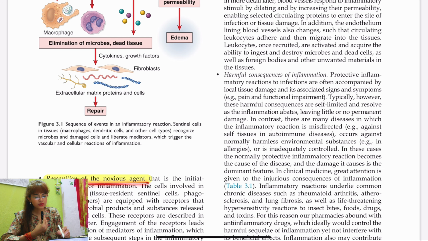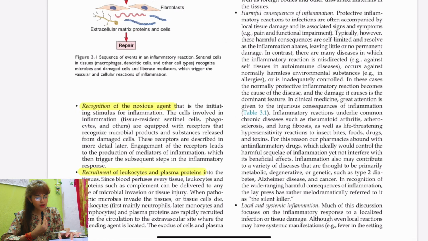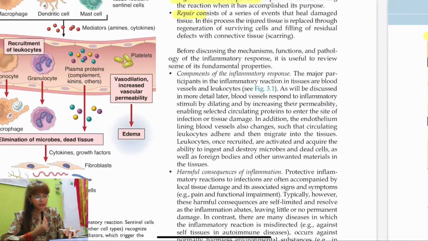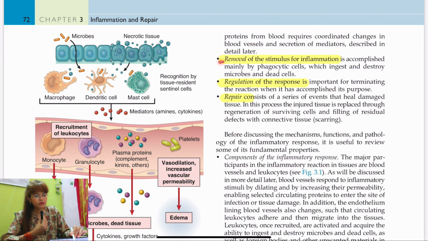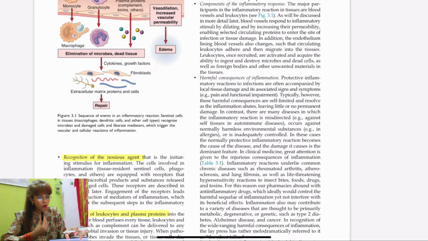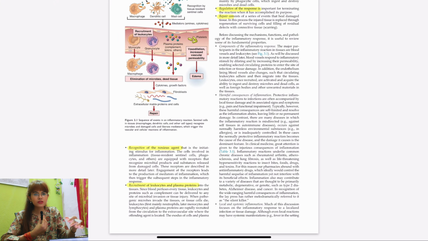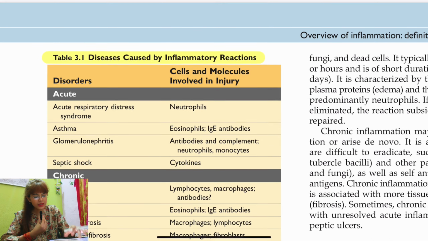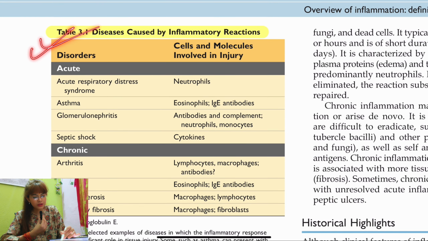First, there is recognition of a noxious agent, followed by recruitment of leukocytes and plasma proteins, followed by removal of the stimulus for inflammation, and regulation of the response and tissue repair. All of these are just paragraphs explaining these points. I'm not going to go into those details. This is a very important chart.